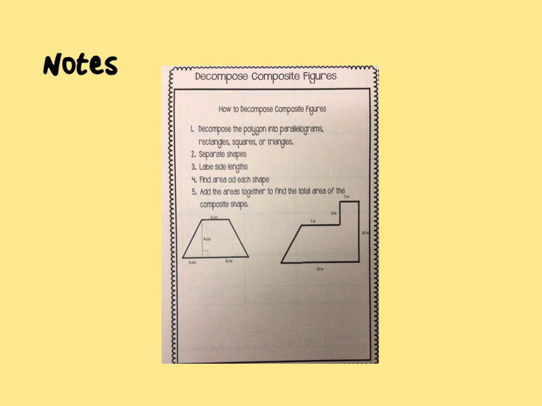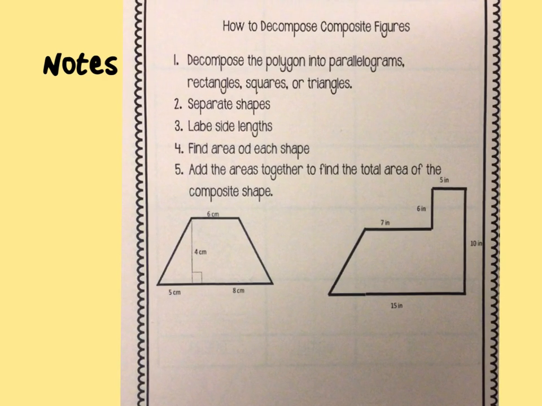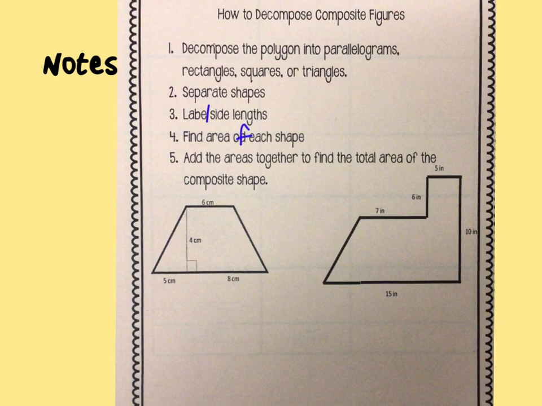So what I would like to specifically look at today is this. It says how to decompose composite figures. Well, we're looking at trapezoids here, so that's why I just want to focus on the trapezoid. So decompose the polygon into parallelograms, rectangles, squares, or triangles. Then separate the shapes, label side length. Then we are going to find the area of each shape. There are some typos in this, isn't there? Sorry about the typos, but they're there. Add the areas together to find the total area of the composite shape.